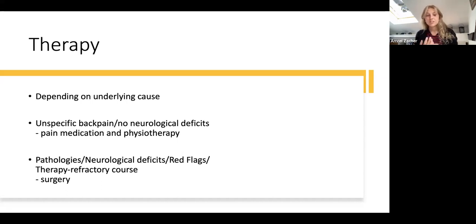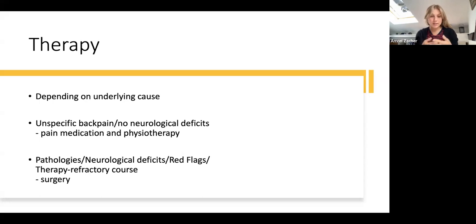However, if you have pathologies like a tumor or a hematoma, and especially your patient has neurological deficits or even red flags, or also in case of therapy refractory cause, so you administered conservative therapy before, but it doesn't help anymore, you would go into surgery and you would basically just remove whatever is there and whatever is doing the compression of the spine, the spinal cord or the nerve roots. But you cannot perform surgery for everyone, so you still have to see what are the risks and what is the benefit of a surgery.